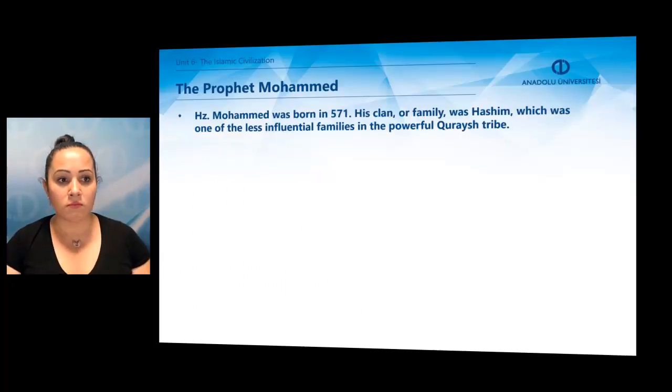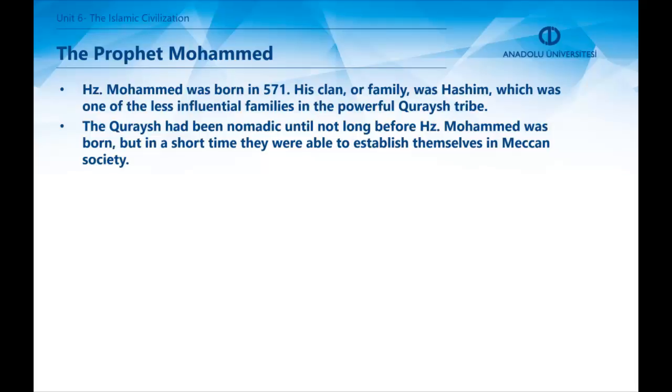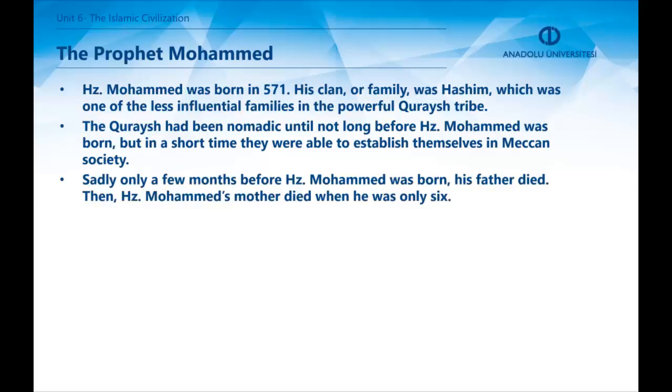The Prophet Muhammad was born in 571. His clan or family was Hashim, which was one of the less influential families in the powerful Quraysh tribe. The Quraysh had been nomadic until not long before Hazrat Muhammad was born, but in a short time they were able to establish themselves in Meccan society.